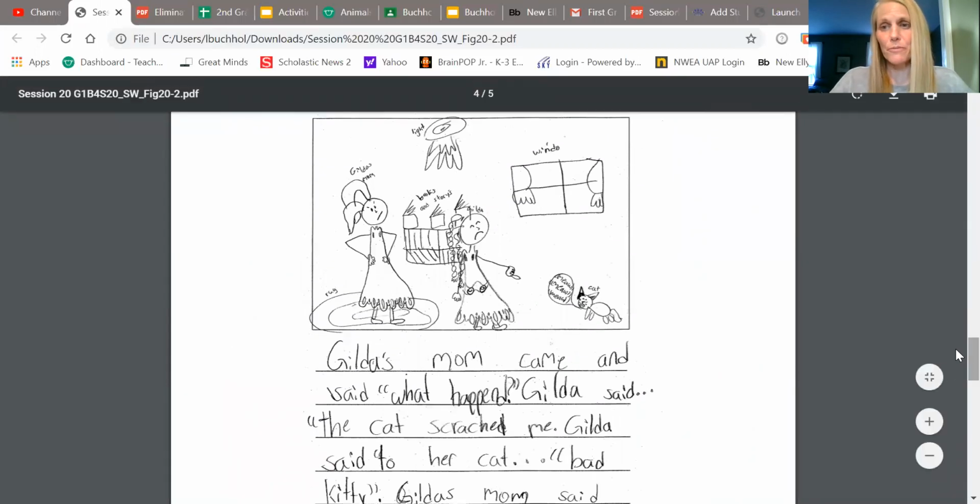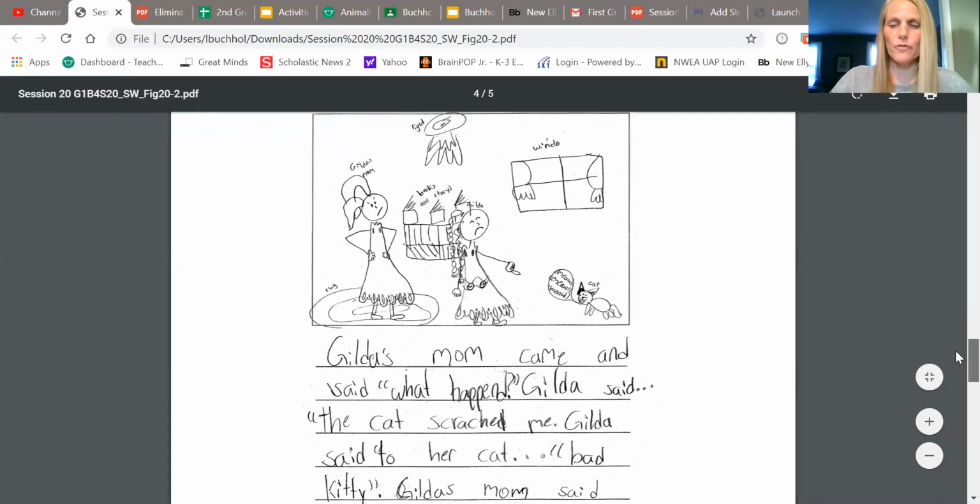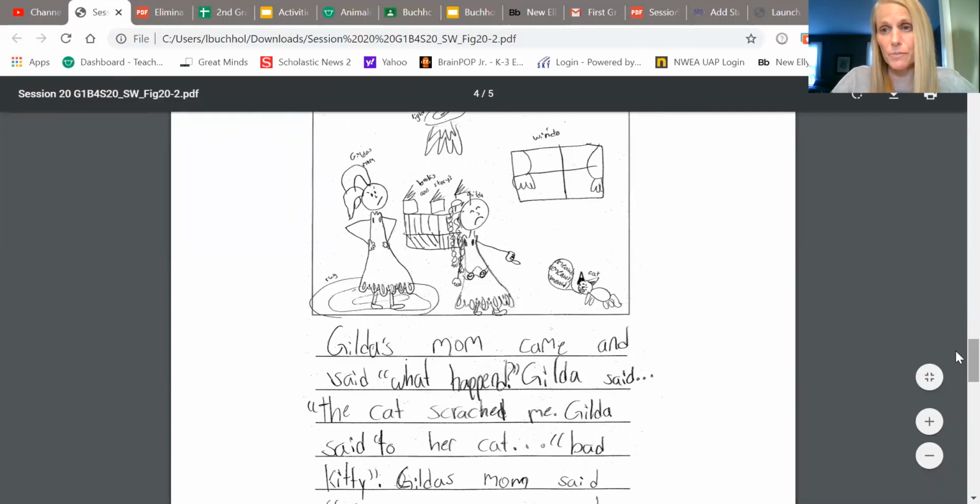So now we know the problem is that she gets scratched by her cat. And that's unexpected. Okay, so let's see how it keeps going, because hopefully she doesn't just say, and she got scratched by her cat, the end, because then she didn't get her character out of the problem by offering a solution. So let's see what happens here.